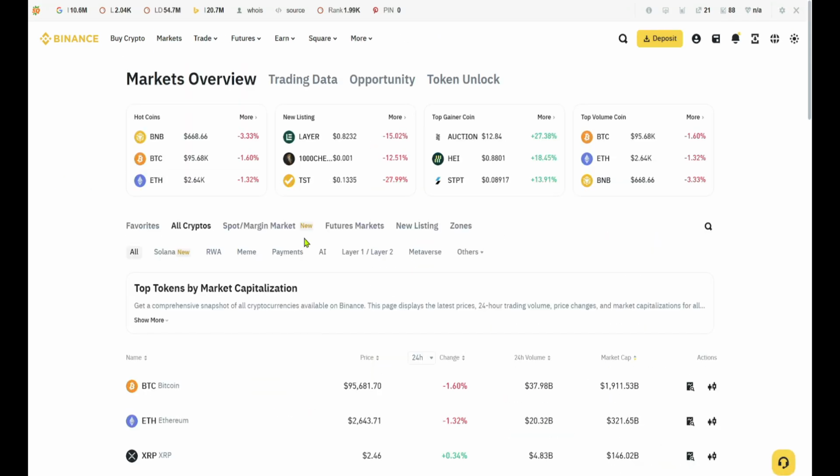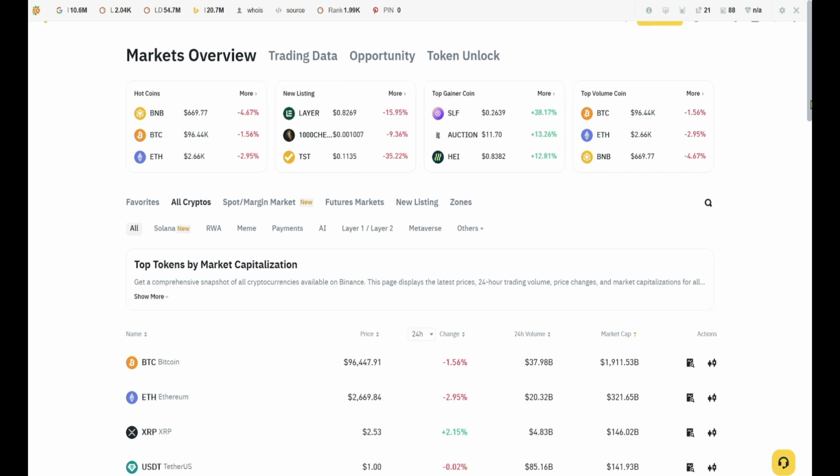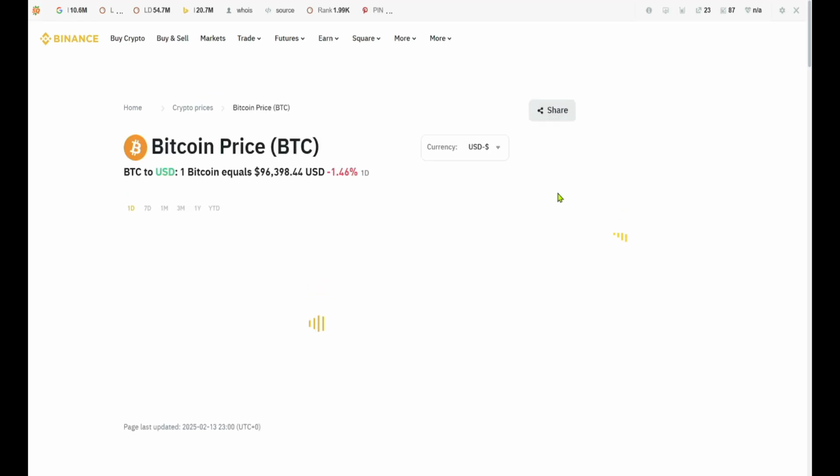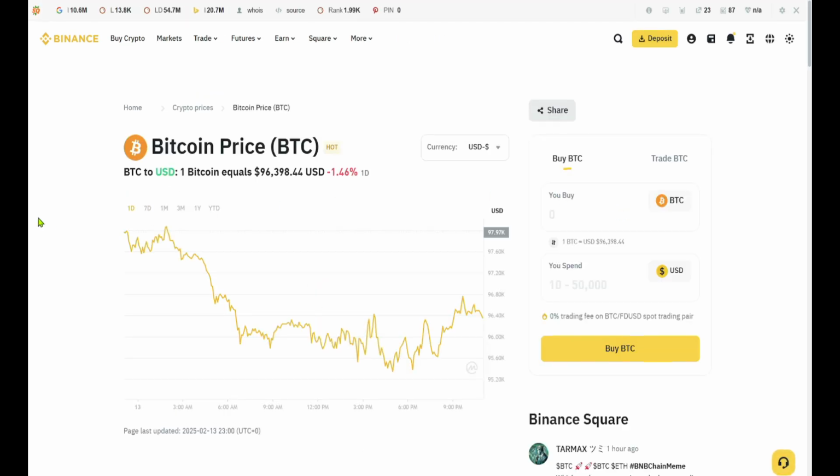Here is the market. You can see what is going on today, which one is gaining and which one is losing, and also you can find a lot of things. For example, the graph. So this gives you the detail. Here you can see, for example, what's the performance of Bitcoin.